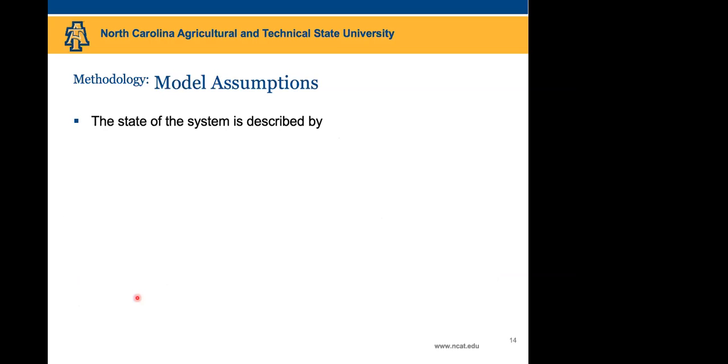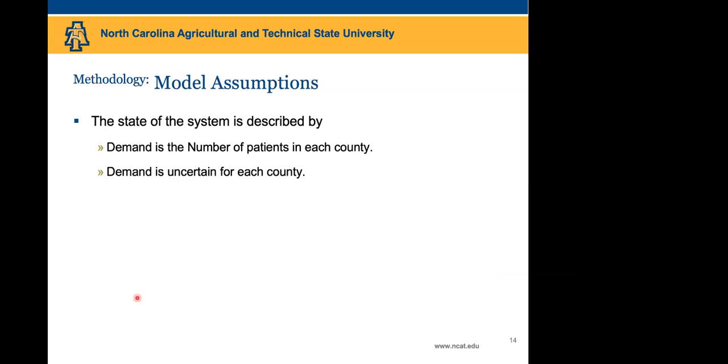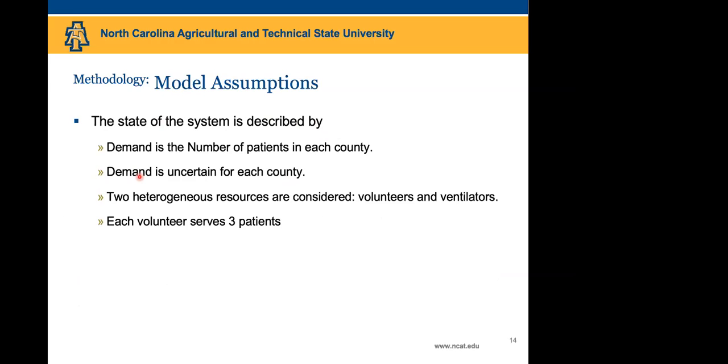Model assumptions. Sorry, that was by mistake; the assumptions start from here. We don't need this one. So demand is the number of patients in each county. Demand is uncertain for each county. Two heterogeneous resources are considered, as we mentioned, volunteers and ventilators.